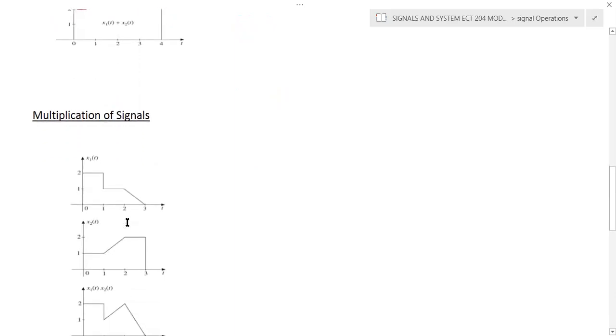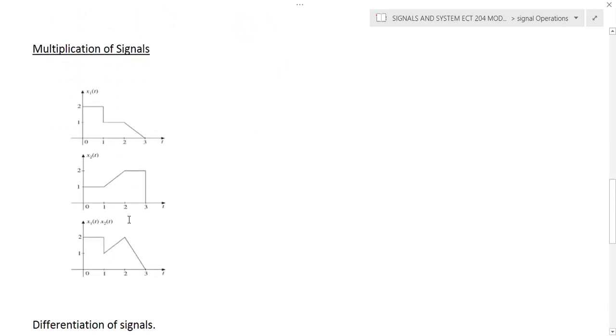Now we'll see the multiplication of the signal. When we want to multiply the signal, the same approach that we used in addition we can use. From 0 to 1, the signal amplitude is 2 here, okay, and here it is 1. So 2 into 1, that is equal to 2. Now if we consider the signal amplitude from 1 to 2, it's simply 1, and here it is linearly increasing, okay. So the resultant will be the linearly increasing signal, because here the signal magnitude is 1. So you'll get exactly the same signal as x2 of t, okay, linearly increasing.